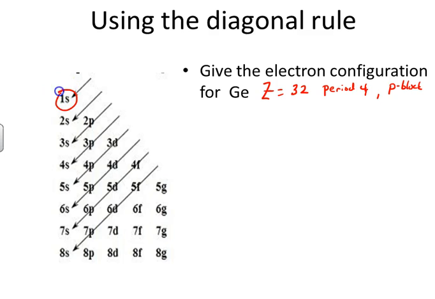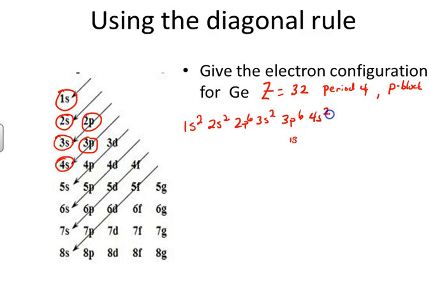Okay, so we go 1s, 2s, 2p, 3s, 3p. That's 18 electrons at that point. We have to go all the way to 32. 4s comes next. That's 20 electrons. After 4s, come to 3d.